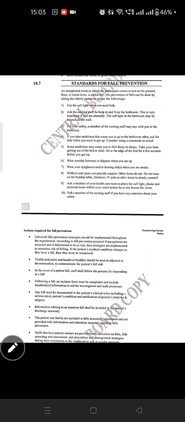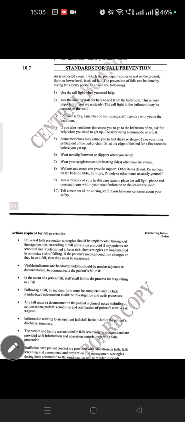Then we go for the standard for fall precaution. This is a five-mark question. For fall precaution, usually use the call light whenever you need help. We can advise the patient. If you need nursing help from the bathroom or anything, we should always keep the light on. A member of the nursing staff may stay in the bathroom, and we can explain it.